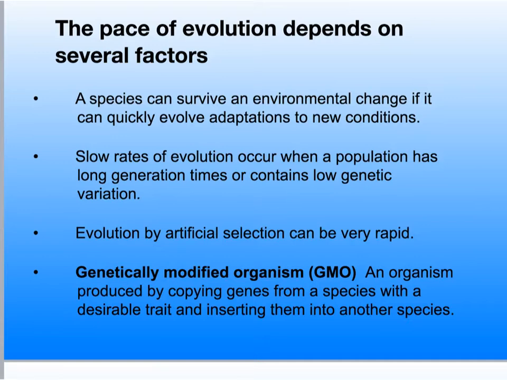Sometimes there are species whose reproductive cycle revolves around the moon phases, and so it's hit or miss, and that can take a long time too. But evolution by artificial selection, like we saw in the wheat, can be very rapid. Genetically modified organisms, also known as GMOs, are organisms that are produced by copying genes from one species that we like, that's desirable, and inserting them into another. That occurs in a lab and very quickly.